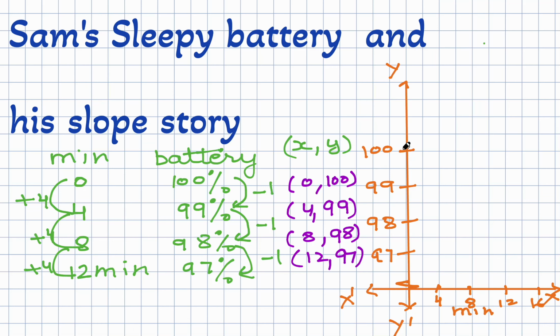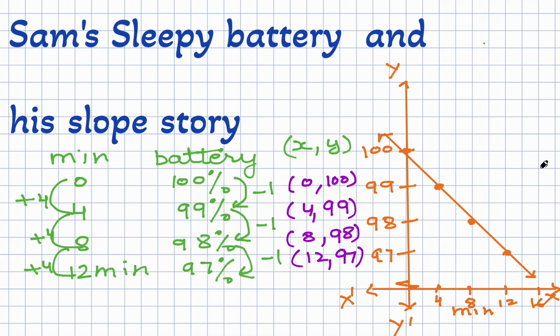For 0, it's 100. For 4, it's 99. For 8, it's 98. And for 12, it's 97. See how this kink has made our work so much easier. Now let's see the pattern. This is the straight line we are going to get.